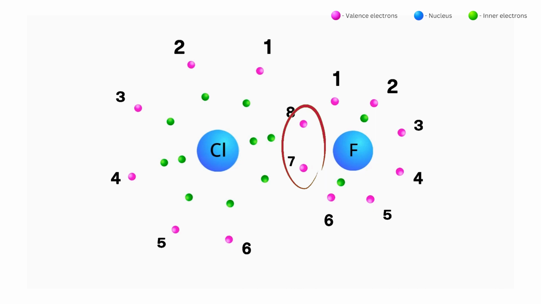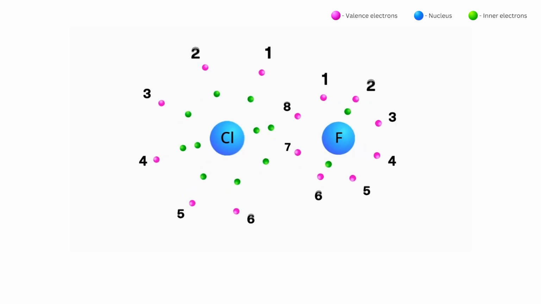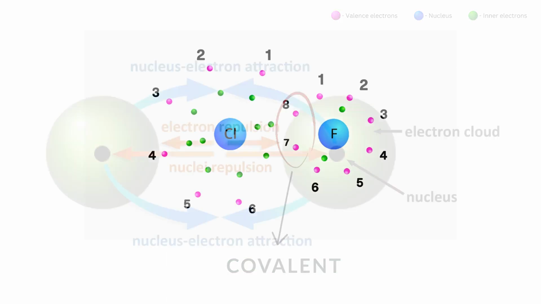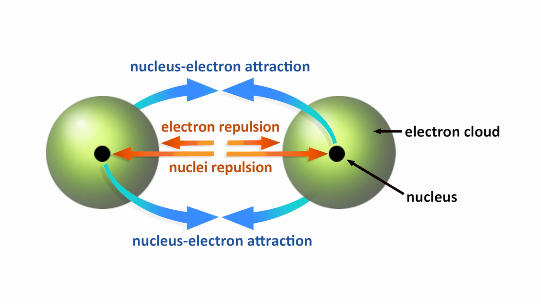Notice how the valence shells of both atoms overlap. That is the reason why we call it covalent. The overlapping of valence shells allows the sharing of electrons. The attraction between the shared pair of electrons, which are negatively charged, and the nuclei of the bonding atoms, which are positively charged, brings about the binding force in a covalent compound. In fact, that is how all covalent bonds are formed.